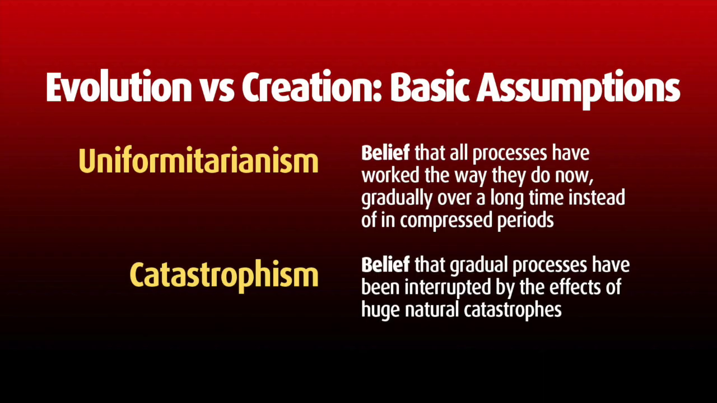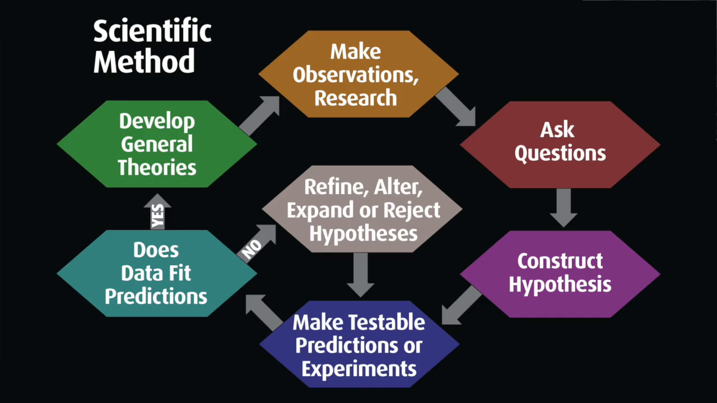So the idea upon which creation science is built is called catastrophism. And it is a belief that gradual processes have been interrupted by the effects of huge natural catastrophes, which would throw off uniformitarianist thinking. Here is the scientific method. We start at the top middle. We make observations and we research. We ask questions. Then we construct a hypothesis.